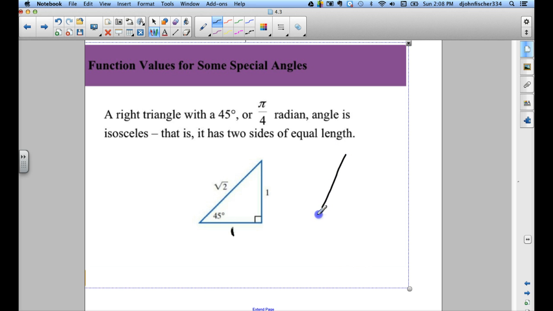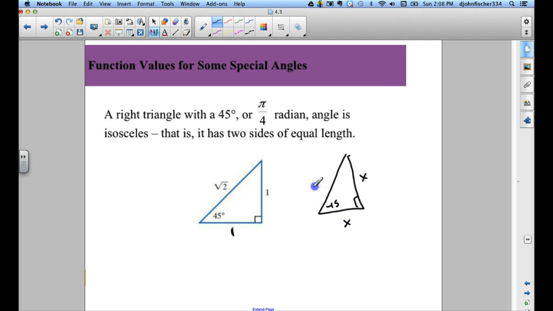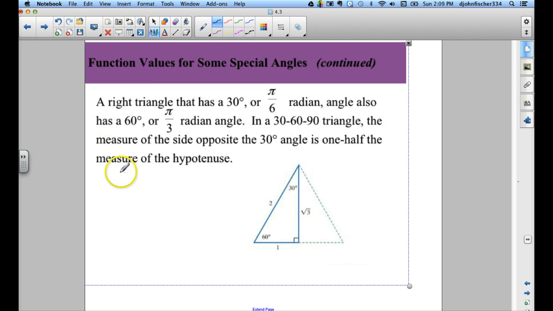When I draw a formula triangle out for 45, 45, 90, I say x, x, and x square root of 2. Now on a 30, 60, 90, or pi over 6, pi over 3, and pi over 2, the sides are 1, square root of 3, and 2. So if I draw my formula triangle out for the 30, 60, 90, that's a terrible 30, 60, but that'll work.